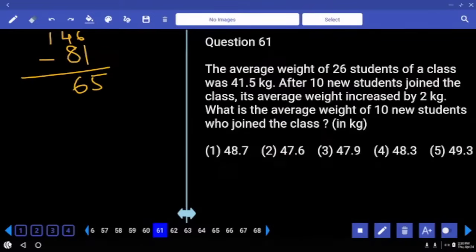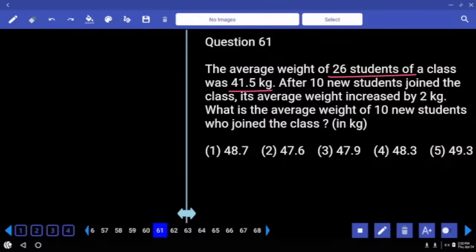The average weight of 26 students of a class was 41.5. After 10 new students joined the class, its average weight increased by 2 kgs. What is the average weight of the 10 new students who joined the class? Okay. Already there are people. How many people are there? What is their average? Now how many people are joining? So our question is also to identify the average of 10 people. Correct? Right. What is the average of the existing group?